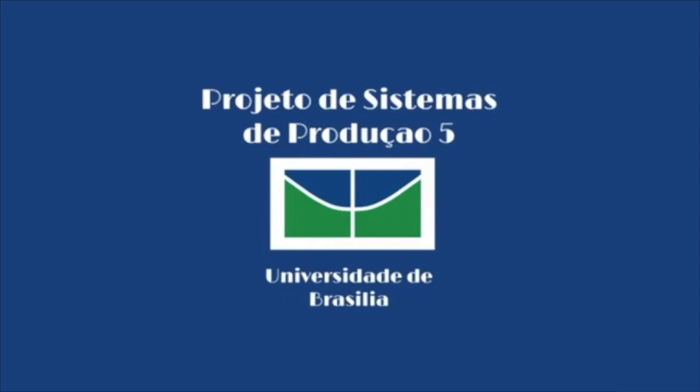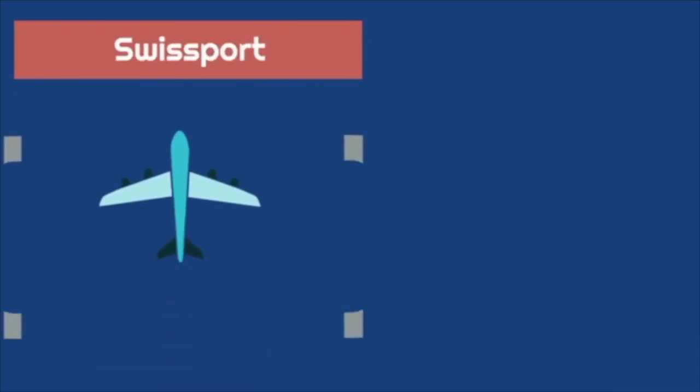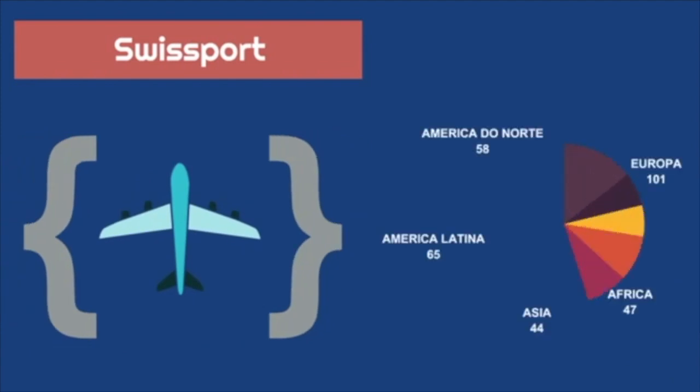In this case, the focus of the project is analysis of problems and suggestions of improvements in business processes applied in a private company called Swissport. Swissport is a Swiss company founded in 1993 that provides support services for air transport, such as handling of ramps, aircraft maintenance, passenger services, freight cargo services, among others.